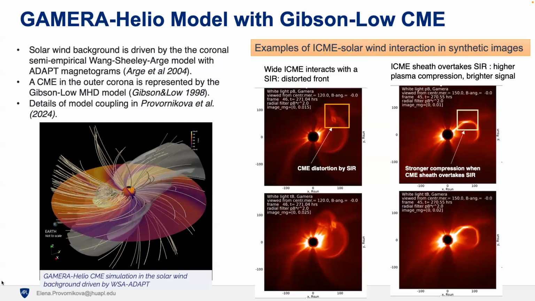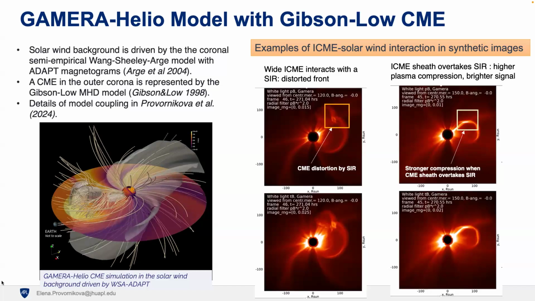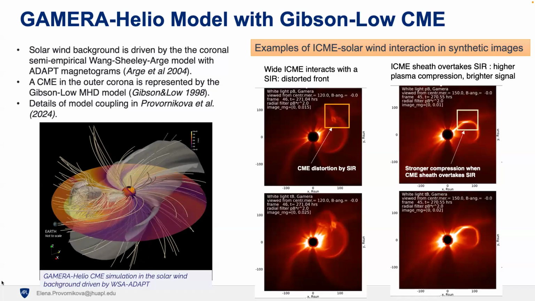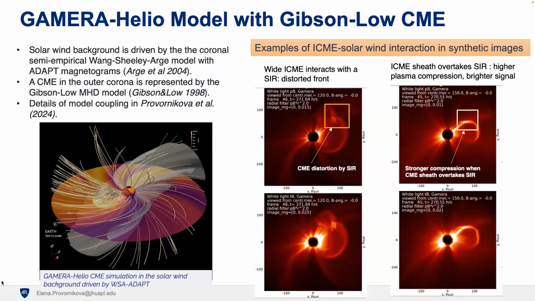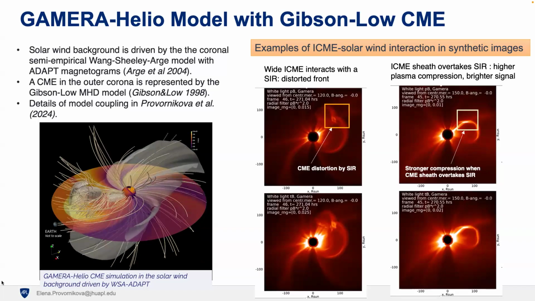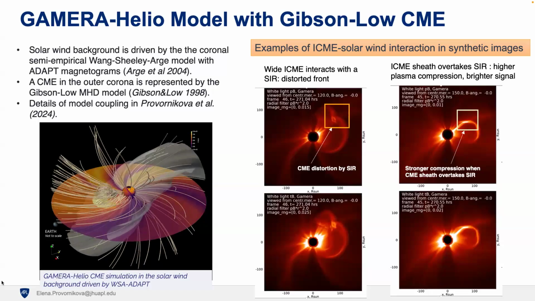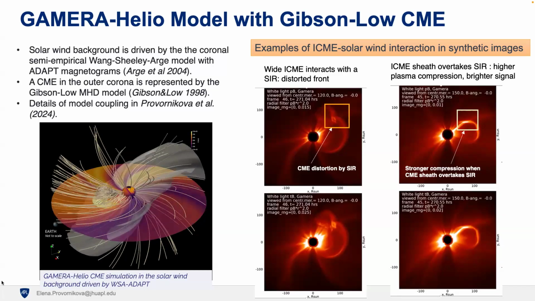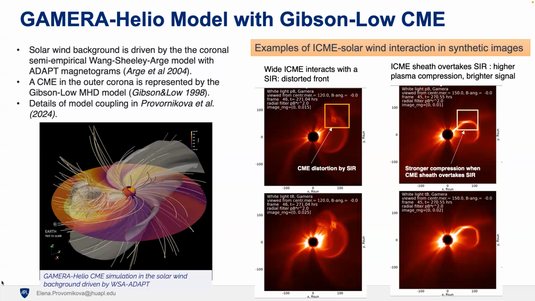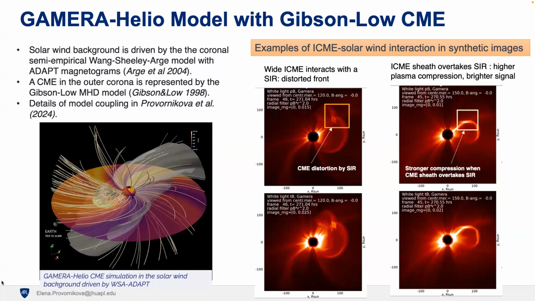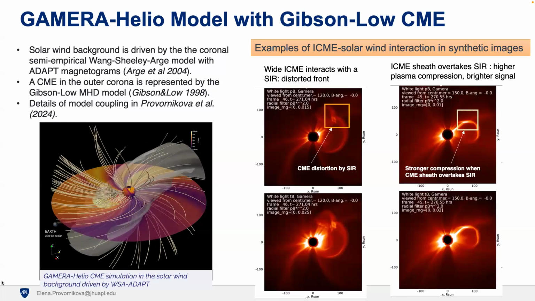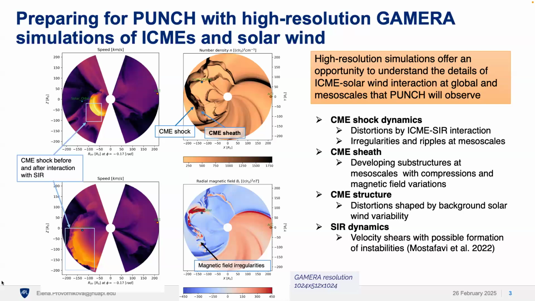Another case on the right side is the case when the CME overtakes the stream interaction region, and it creates higher plasma compression on the flank of the CME. So we see this increase of brightness on the side of the CME due to this kind of interaction. We are running different simulations with different solar wind backgrounds and different CME configurations, and then looking at the images and having ground truth simulation data, we can try to understand what kind of interactions happen in these images.